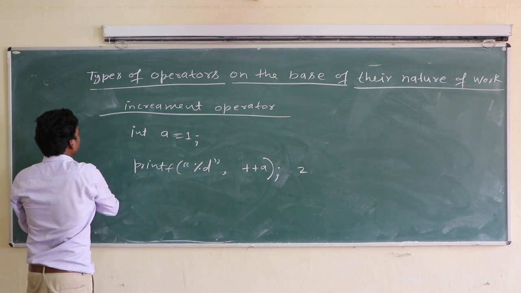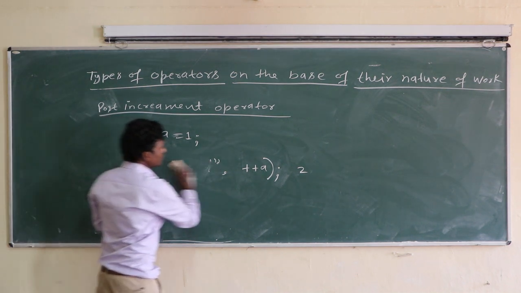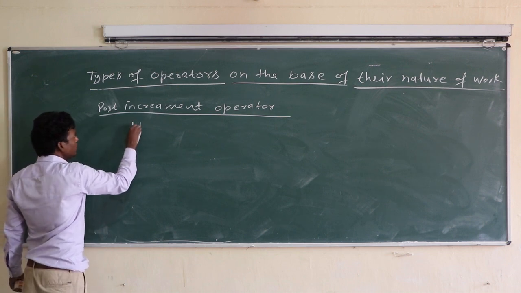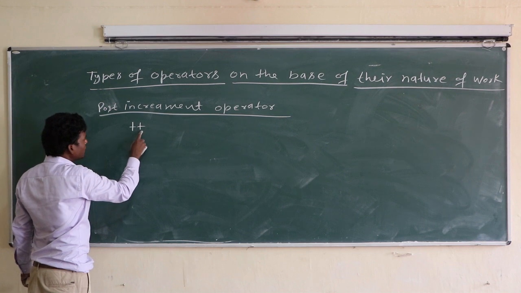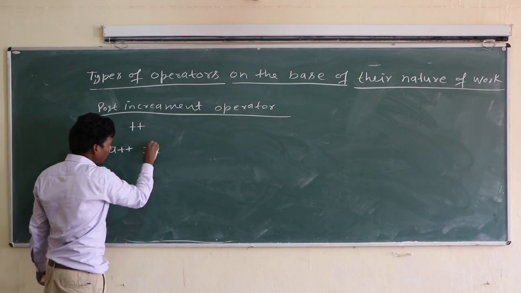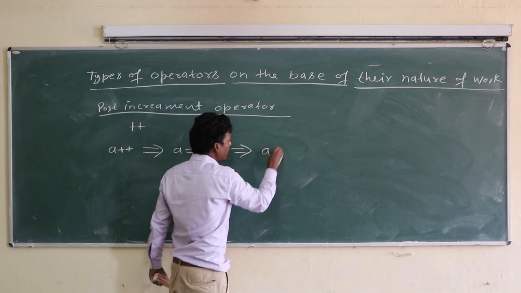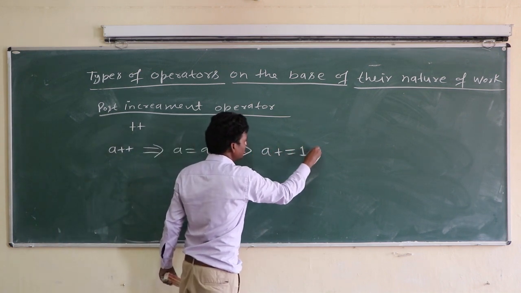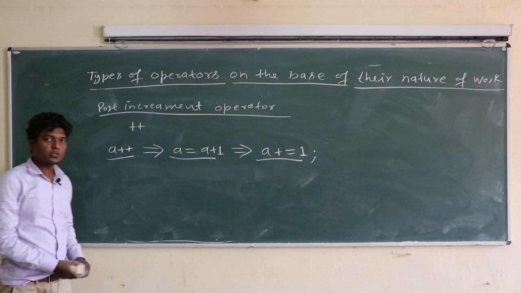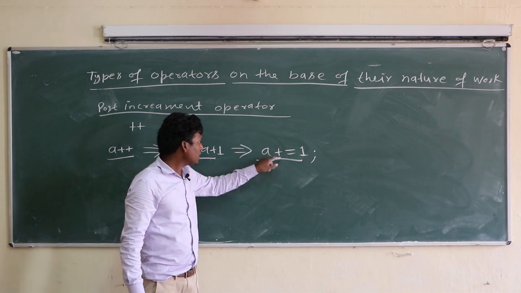Now the post-increment operation. In post-increment there is the symbol plus plus. It is a post-increment operator. It can be written as a plus plus. This can also be written as a equal to a plus 1. This can also be written as a plus equal to 1. You may choose any of the variants.